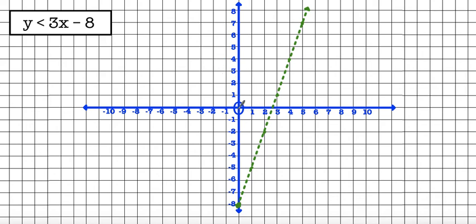So again, the easiest point that you could pick is 0, 0. And you're going to substitute the y and the x for that coordinate. So in this case, it's going to be 0 is less than 3 times 0 minus 8. So 0 is less than 3 times 0 is 0 minus 8. So 0 is less than negative 8. And 0 is not less than negative 8, so that's not true. So the coordinate we picked here is not true.